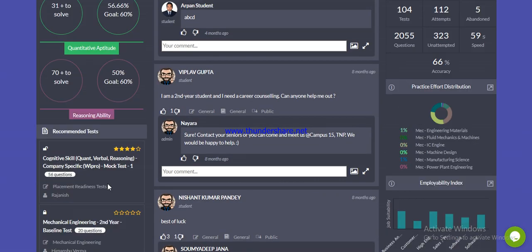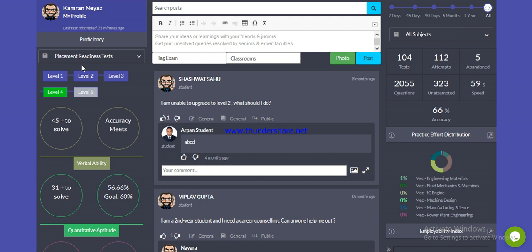Moving on, coming to the left side of this dashboard. This is the most important area, this proficiency tab. As I have already mentioned, we have made our platform very interesting and interactive. This proficiency tab, we also term it as gamification, like a mission game where a user has to cross one level after another by achieving various objectives.